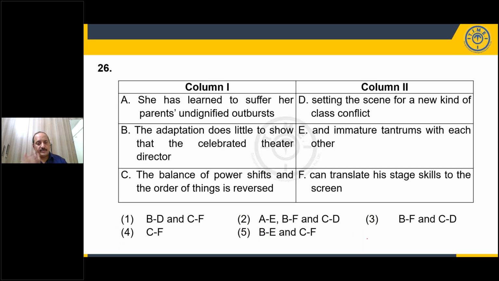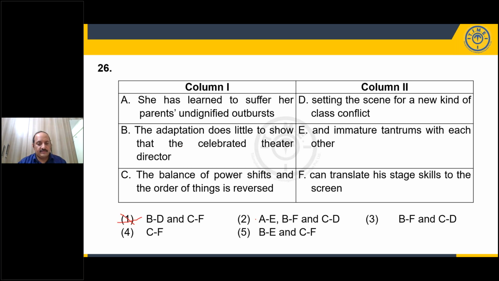Let's check the 26th one. The first group is BD and CF. Okay, let's check that. The adaptation does little to show that the celebrated theatre director is setting the scene for a new kind of class conflict, but there's no connection between the director and setting the scene. So option 1 definitely gets eliminated.